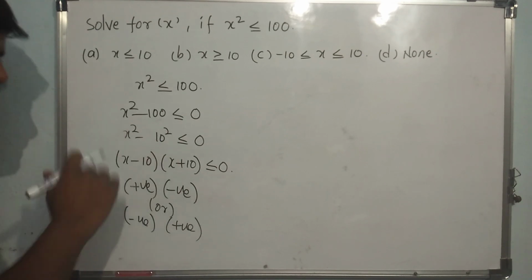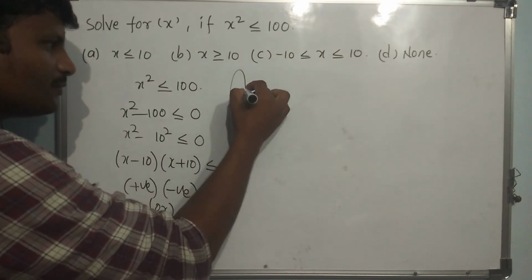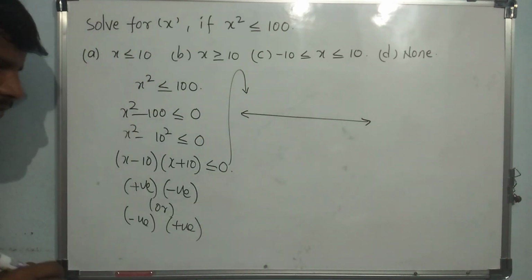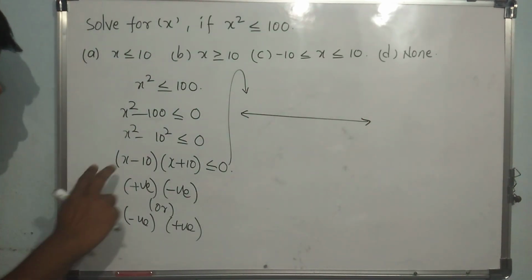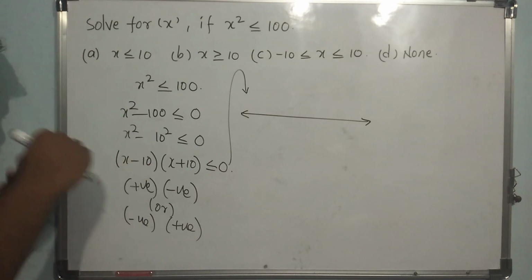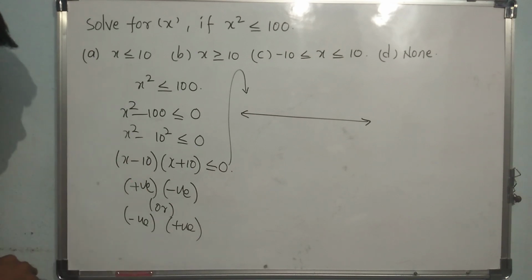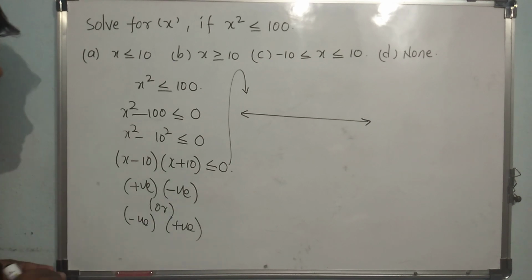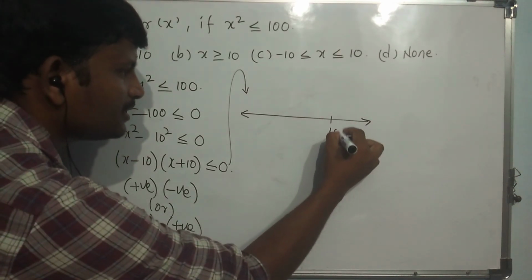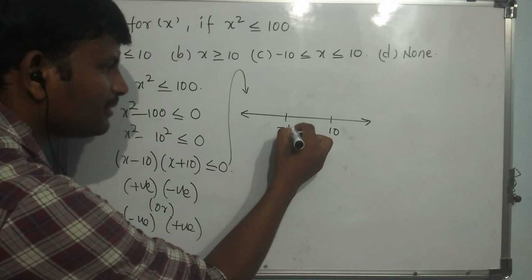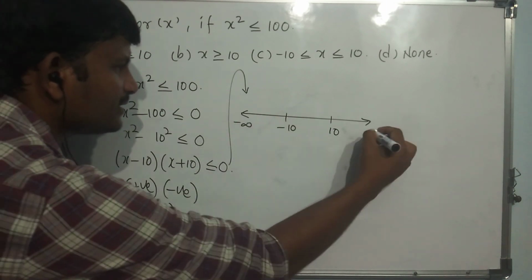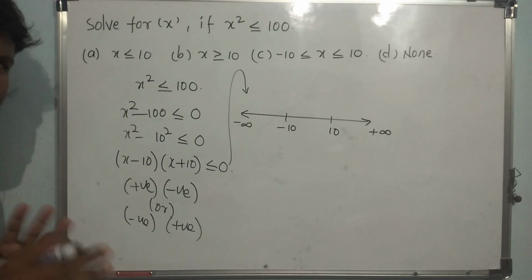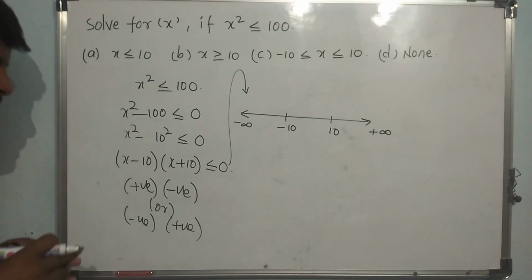So for this kind of problems, the shortcut method is very simple. Take a number line like this. Take the 2 points which are deciding your factors as positive or negative. Those 2 points are 10 and minus 10. I am taking 10 here because it is the greatest number, and minus 10 here. This is a number line. As I said, you always have to take a number line. Now you see, very simple.